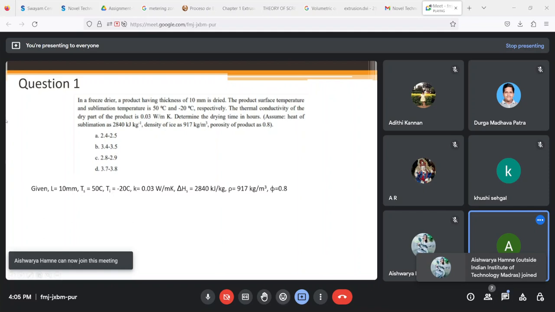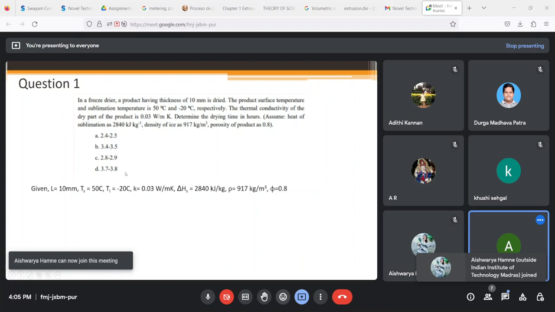So we have the length or thickness of the product as 10 millimeters. We have the surface temperature Ts as 50 degrees Celsius and sublimation temperature, that is at the sublimation front. So as and when your product is getting freeze dried, you will have certain part of the product that will now become dry because all the ice is sublimed, and there will be certain part of the product that is still frozen. So the sublimation front is where your dry product ends and your frozen product starts.